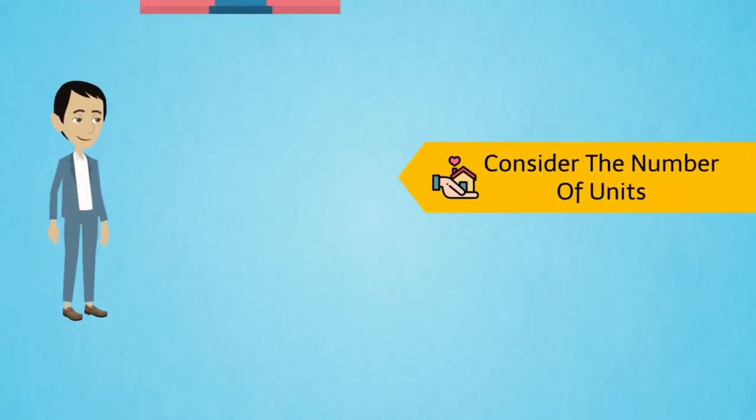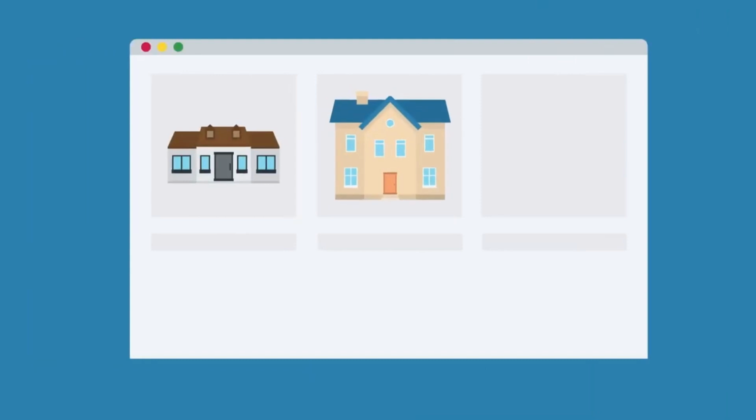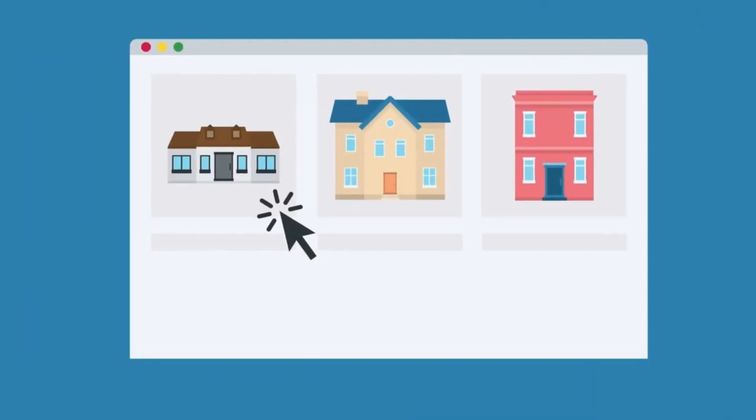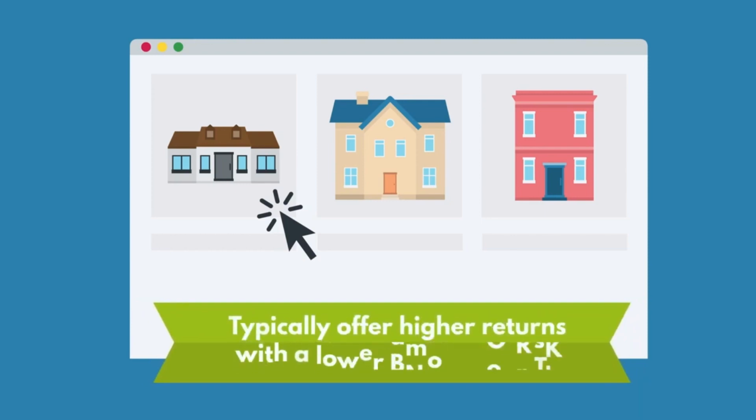Once you find a multifamily property in a great location, you need to consider the number of units in the property as well as the number of rooms in each unit. Investors should focus on duplex, triplex, and fourplex multifamily properties. These types typically offer the most return with the least amount of risk and are generally more affordable.